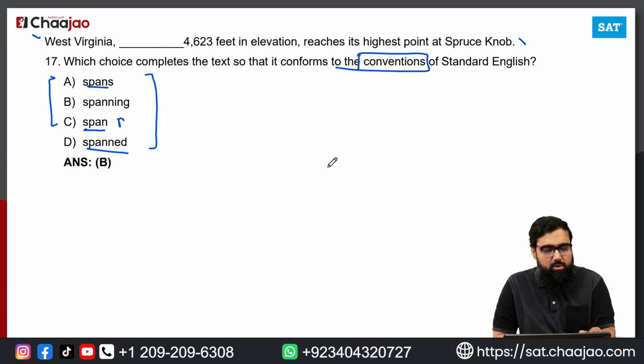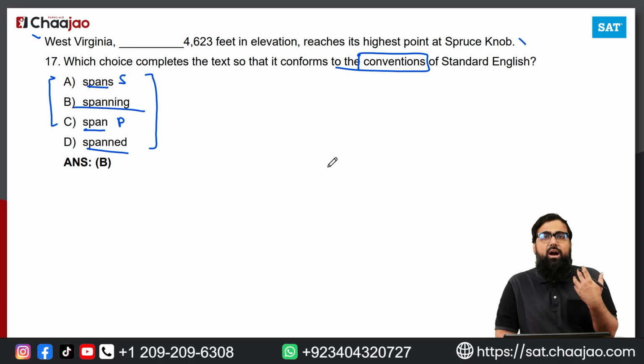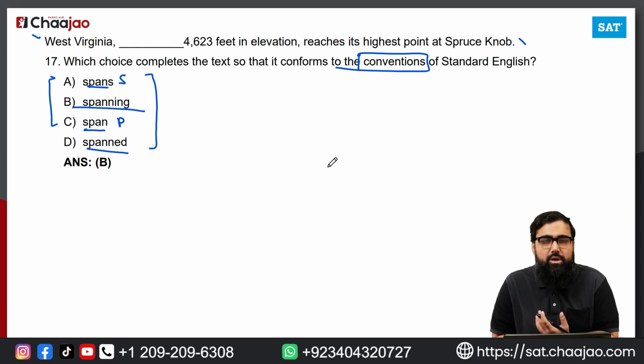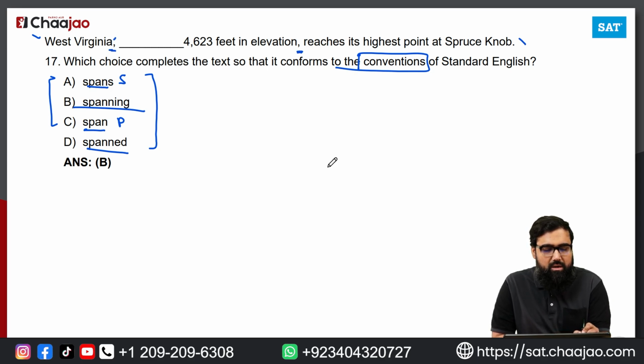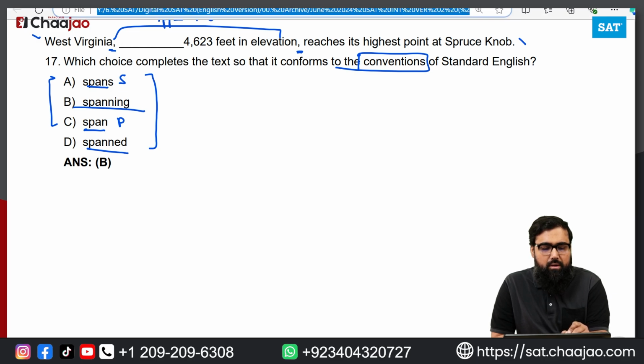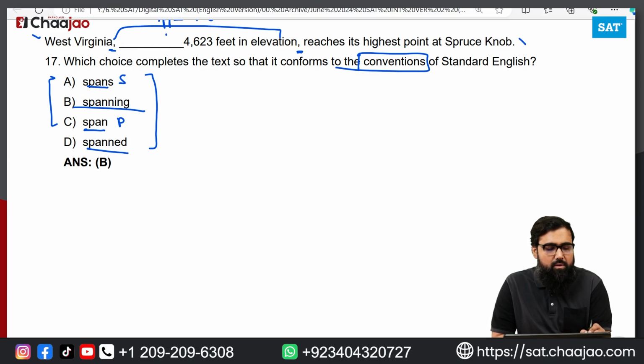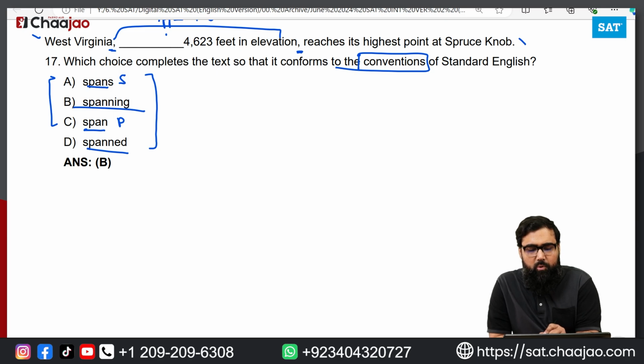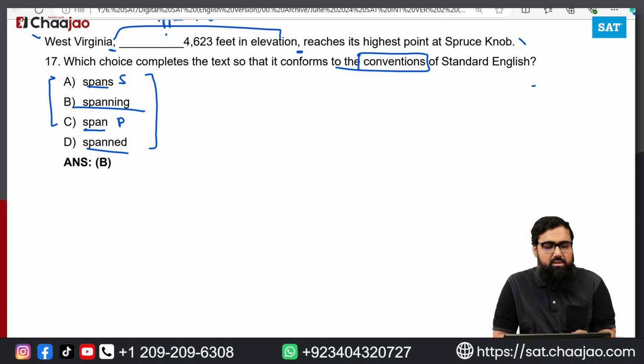This is plural, and this is singular, and this is again a gerund. So firstly you have to see whether you need a verb or not, right? So if you look at it over here, the sentence, because of these commas, you can understand that this part is an appositive or this part is a modifier, right? So what the actual game is, West Virginia reaches its highest point at Spruce Knob. So that is the game.